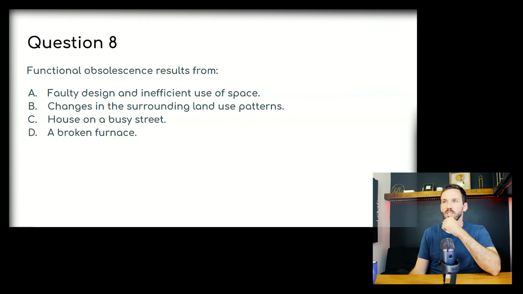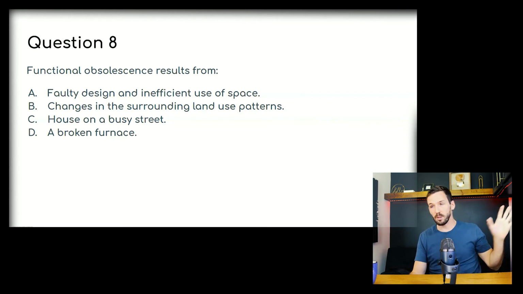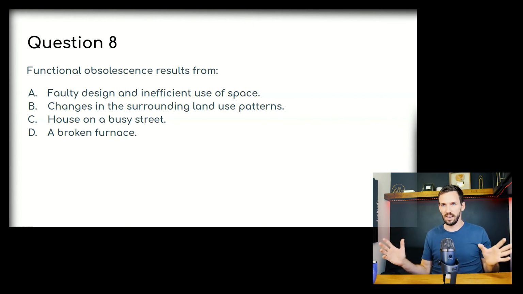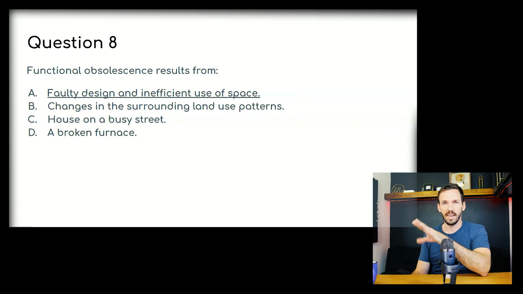Question 8. Functional obsolescence results from faulty design and inefficient use of space, changes in the surrounding land use patterns, a house on a busy street, or a broken furnace. So obsolescence is relatable to out of date or just not having good design. A, faulty design or a poor use of space. So that's the answer there.